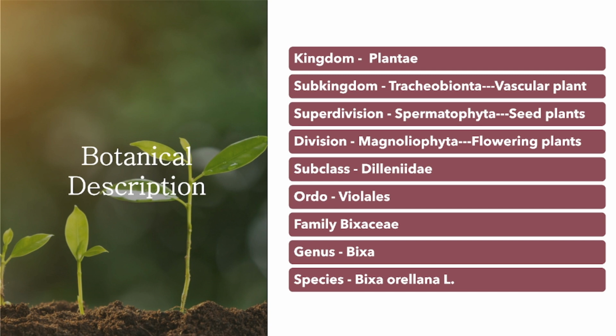The botanical description: kingdom, subkingdom, superdivision, division, subclass, order, family, genus, species. Mainly, the species used is Bixa orellana L. One can also refer to the family and the genus Bixa.